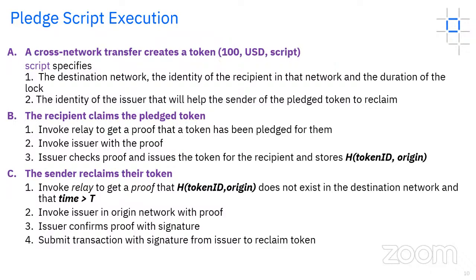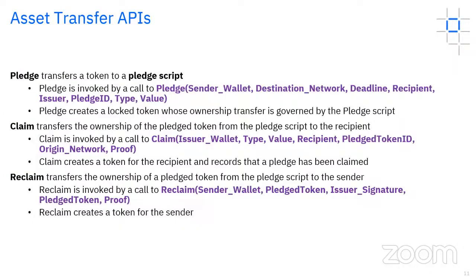So basically, it's very important to have this proof that it does not exist attached to the proof that the time of this query, whether the token existed or not, is larger than a certain timeout. To transfer the ownership of a token to a pledge script.